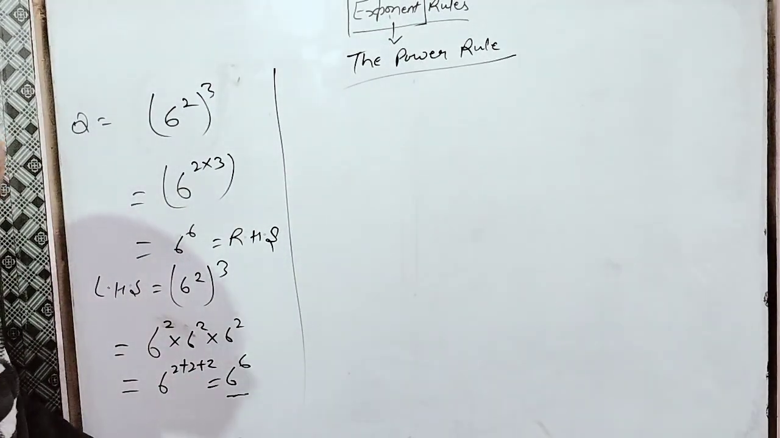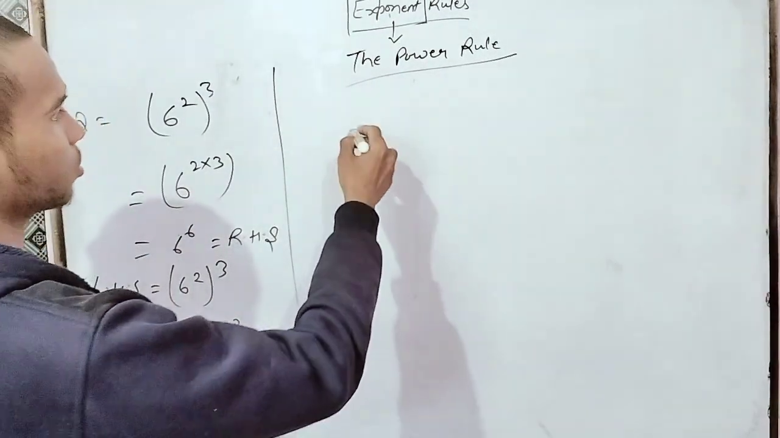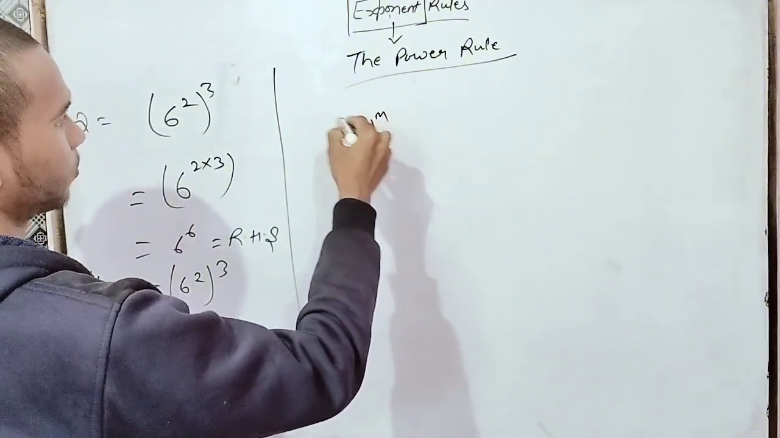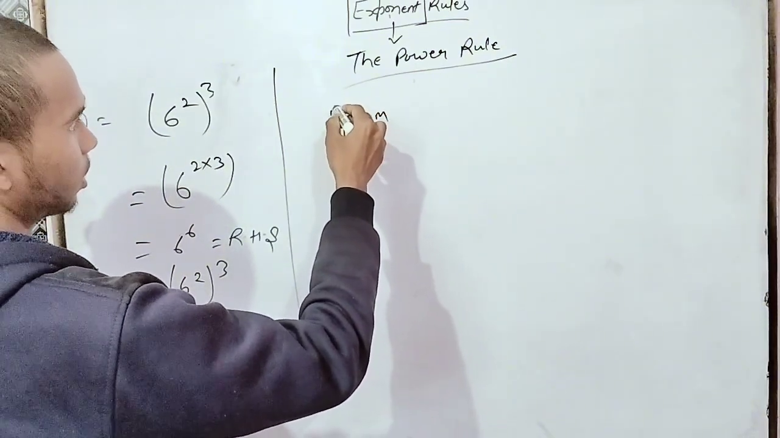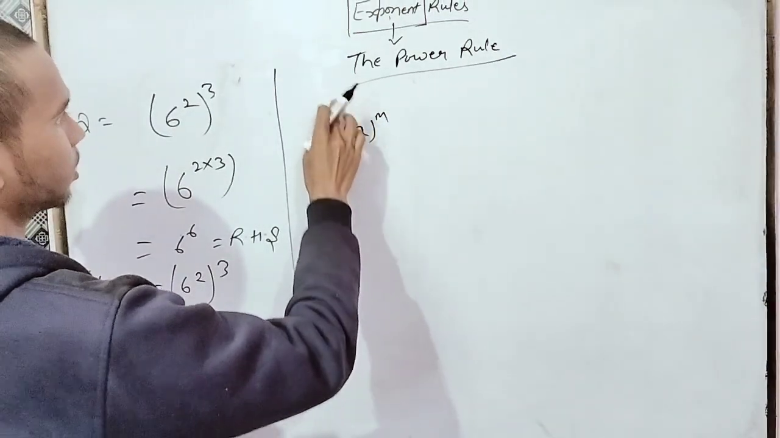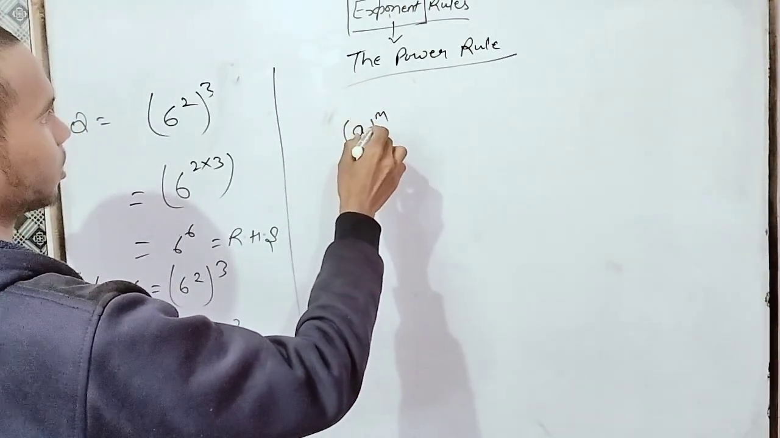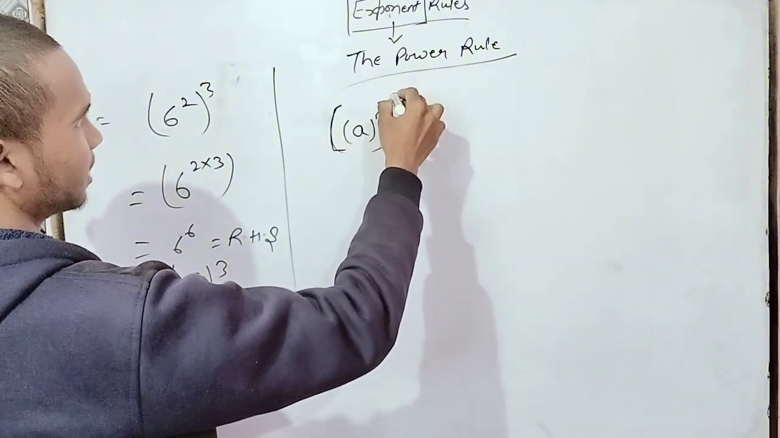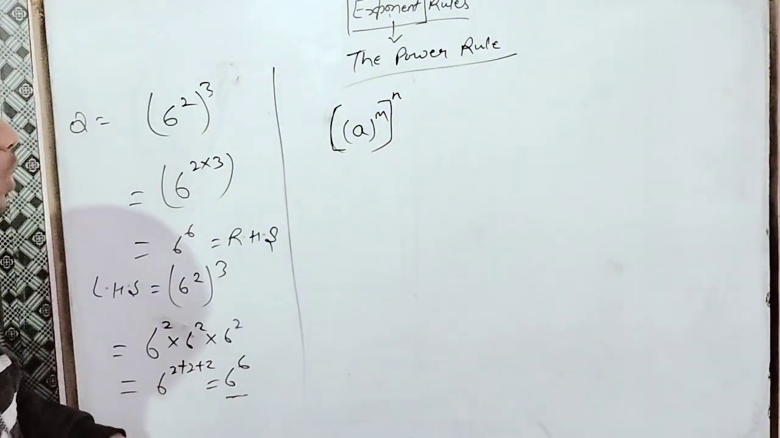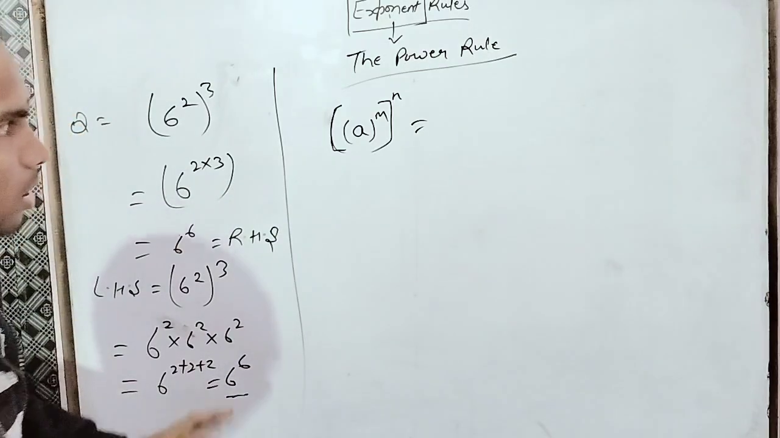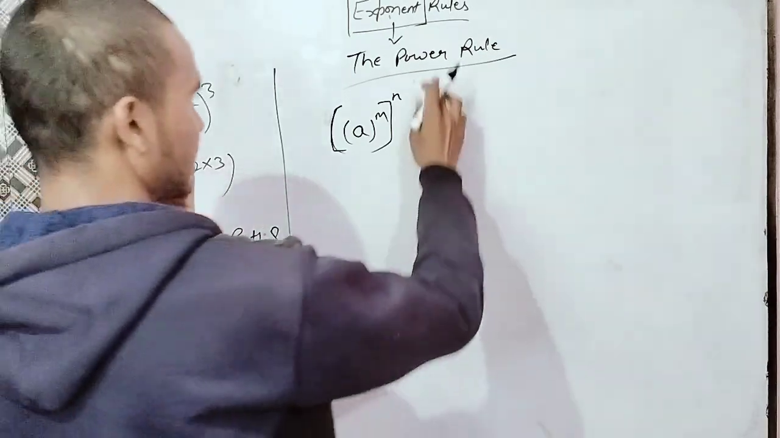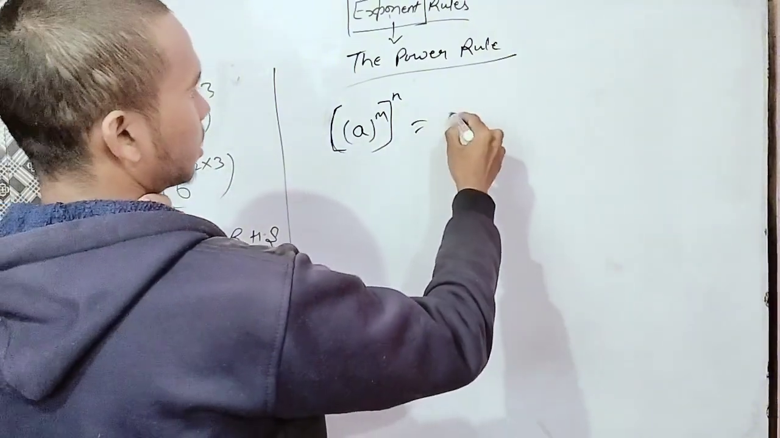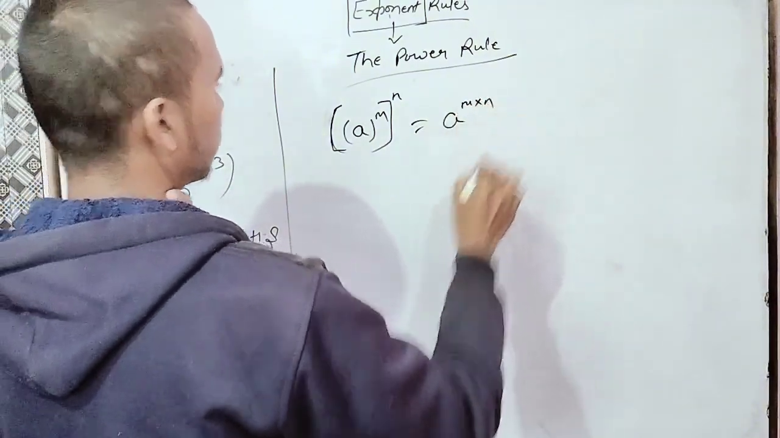Now it is written with 6 as a base. So A, let's say, and we have exponent M, and then again exponent M. Here we will apply the power rule. It says to just multiply all exponents. So here we will multiply.